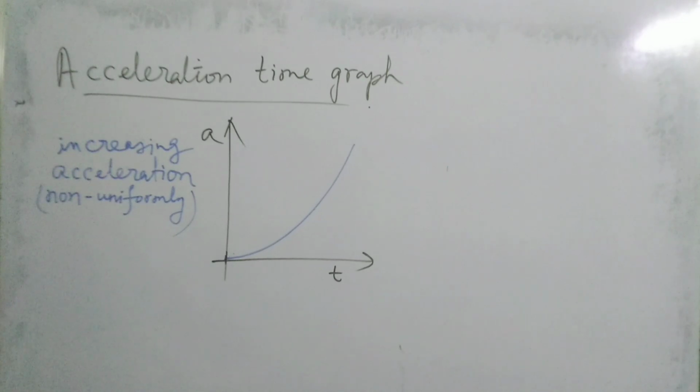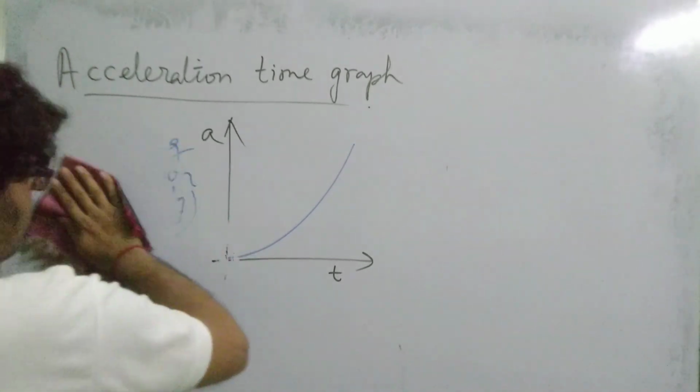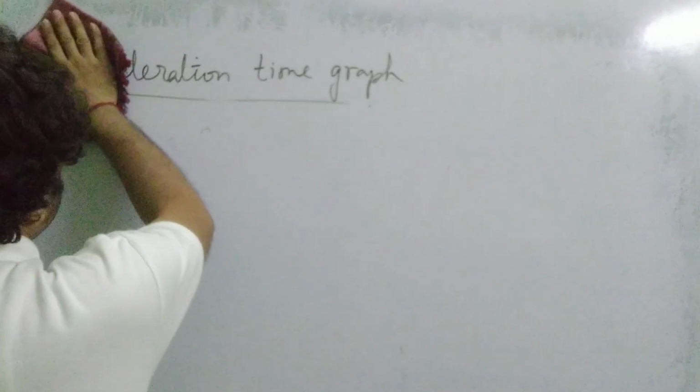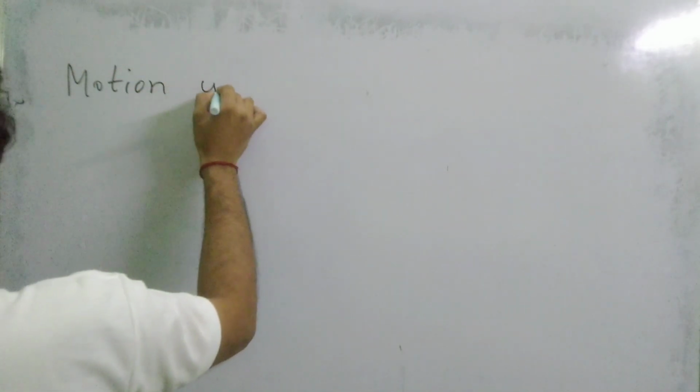Now these are the acceleration time graphs that you need to understand for motion in one dimension. Now if you consider the motion under gravity, it's a special case. So let me show motion under gravity. We will be discussing the three kinds of graphs for motion under gravity.